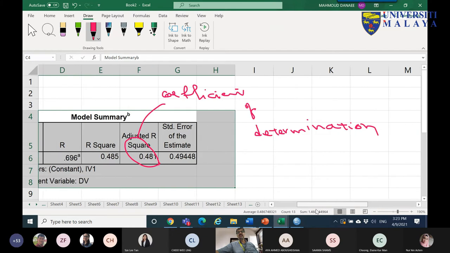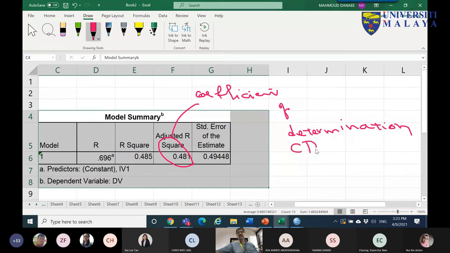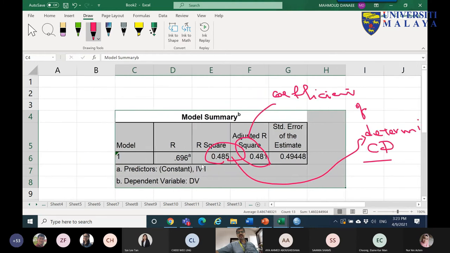So the coefficient of determination, or sometimes we call it CD, this coefficient of determination, R square, indicates how much of the variance in your dependent variable depends on your IV. So according to these results, if I convert it to the percentage, I can say that 48.5% of the DV depends on this IV. So 48.5% of changes in the dependent variable depends on this IV1.